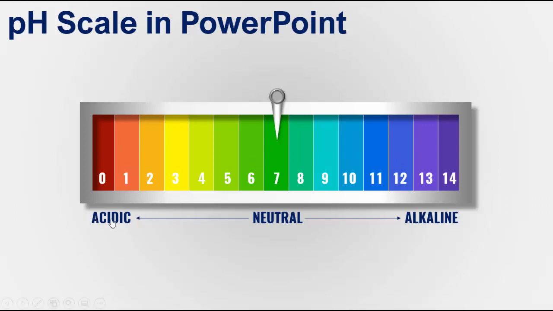So when I click on the acidic text, the scale will come to the acidic side, and when I click on alkaline, the scale will come towards the alkaline side. So let's see how to create this slide in PowerPoint.